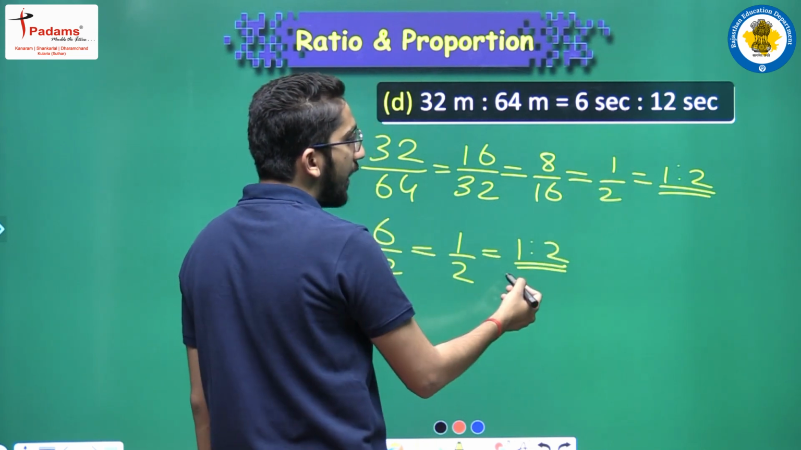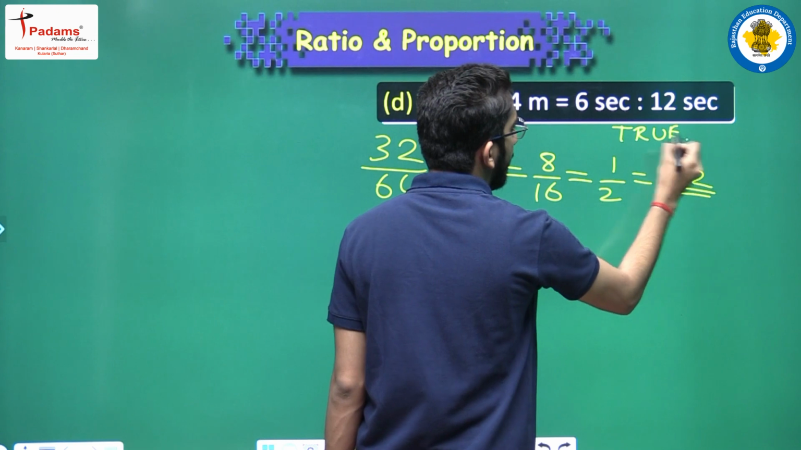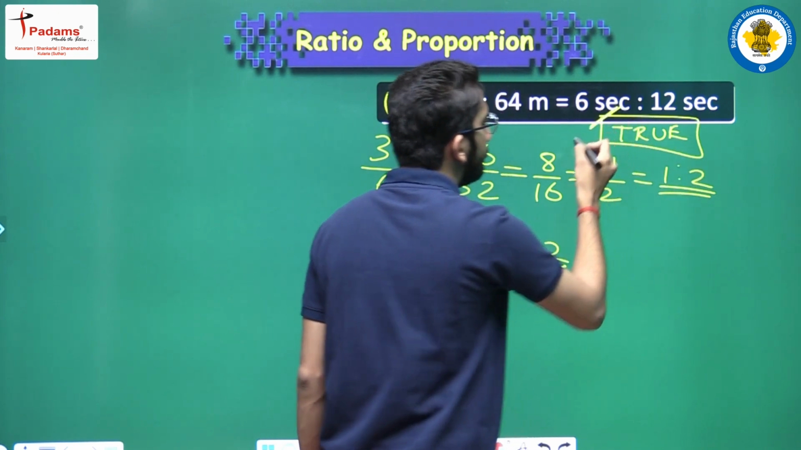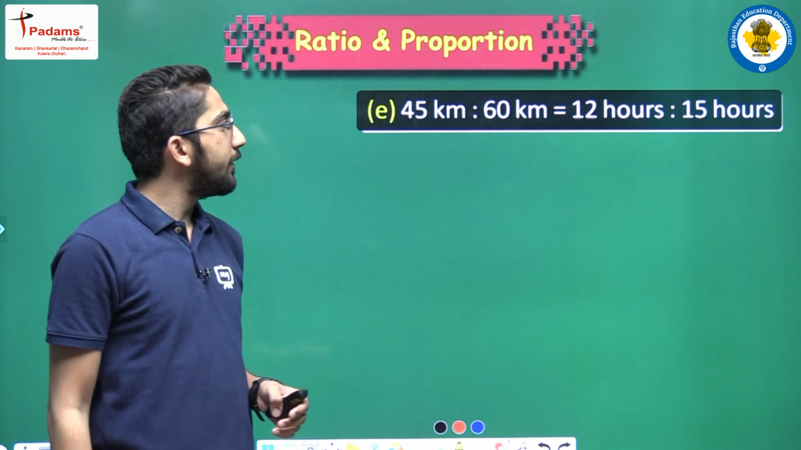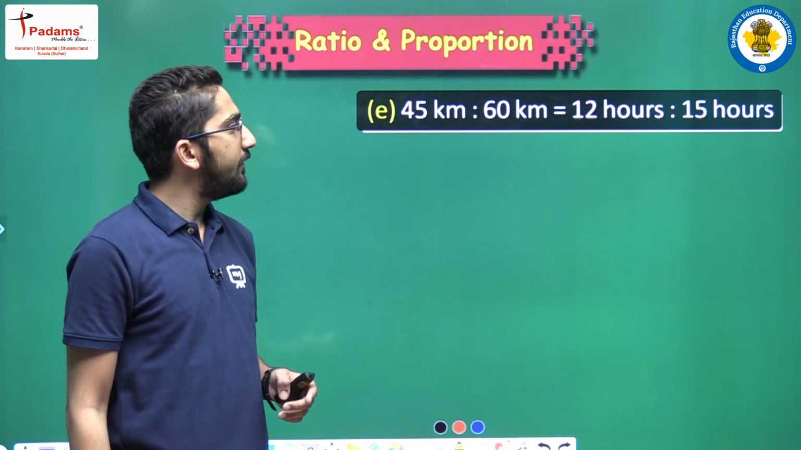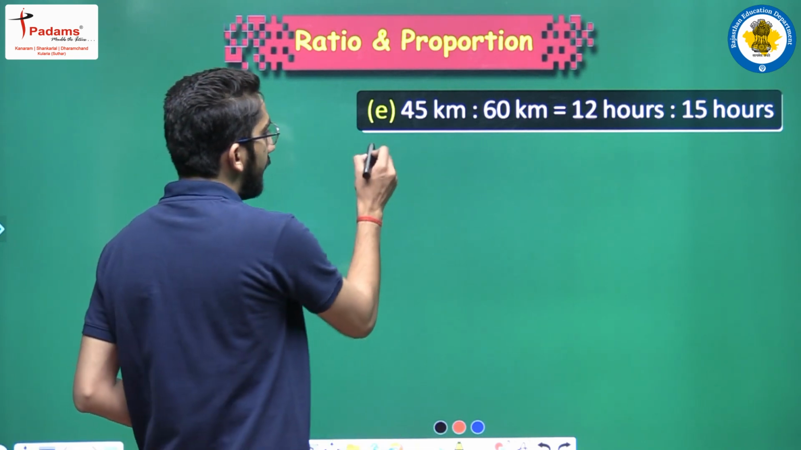And both the ratios are 1:2. So this statement is again true. They are in proportion. ठीक है, क्लियर है. नेक्स्ट देखिए, 45 किलोमीटर्स इज टू 60 किलोमीटर्स इज इक्वल्स टू 12 आवर्स इज टू 15 आवर्स. तो इसको भी हम चेक करते हैं.